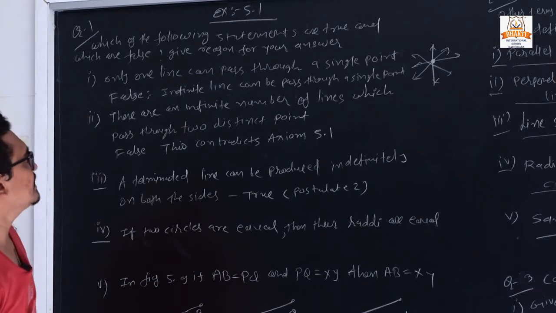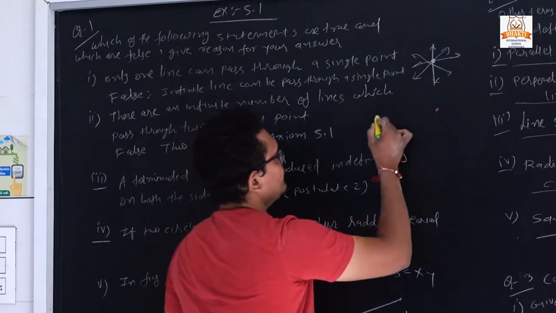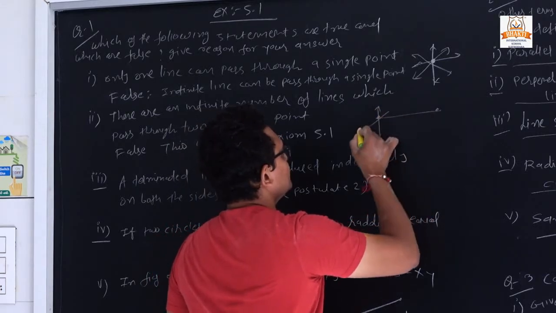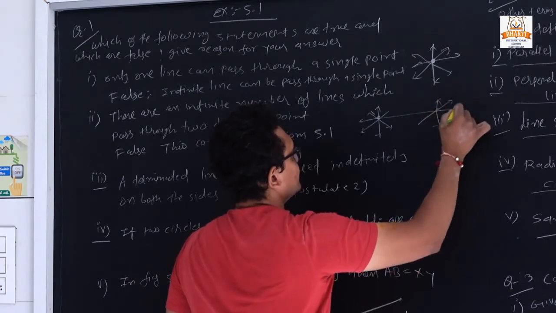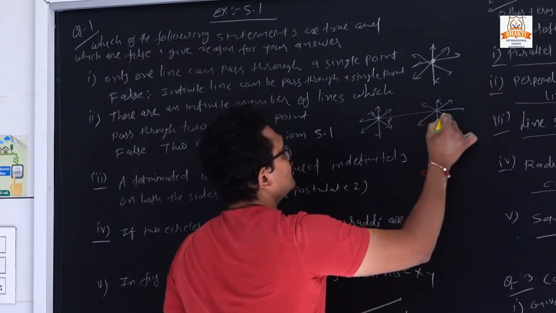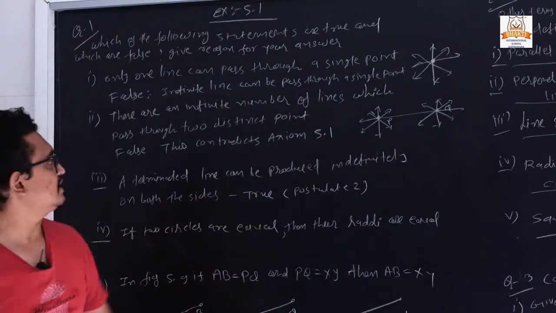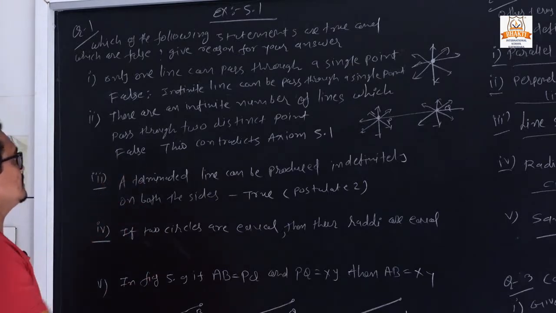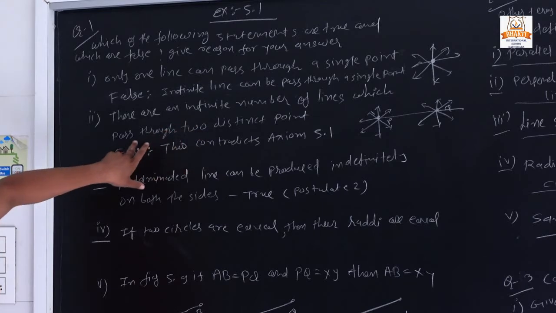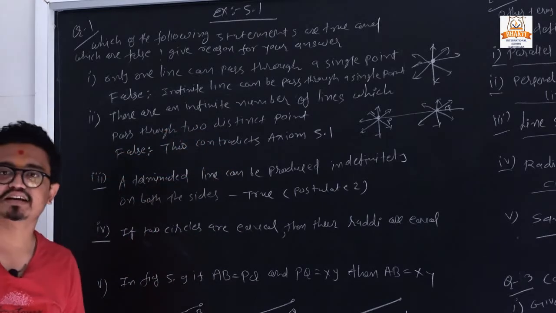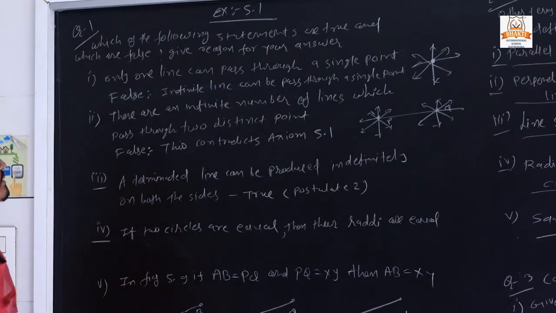Second, there are infinite number of lines which pass through 2 distinct points. So if we have 2 different points, P and Q, it is actually our axiom 5.1. Clear? So this is a false statement, because there is only one line which passes through 2 distinct points. So we can rewrite it from axiom 5.1. Clear? So it is a false statement.